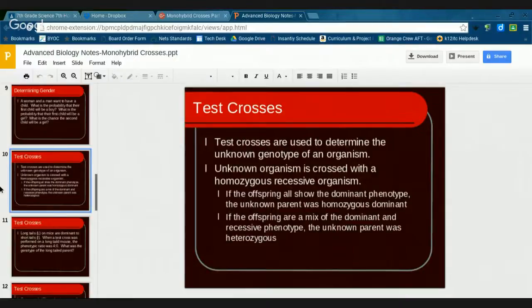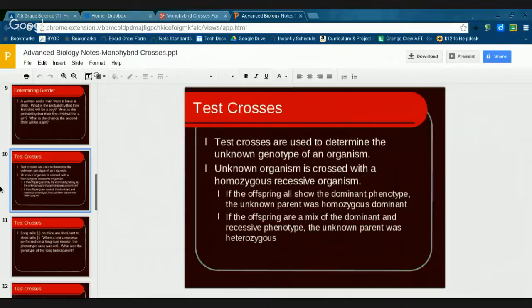Alrighty, good morning. We're going to pick up where we left off yesterday, with your test crosses. These are a different type of monohybrid cross that you can do if you don't know the genotype of an organism. So what happens is you take that unknown organism and you cross it with a homozygous recessive organism.